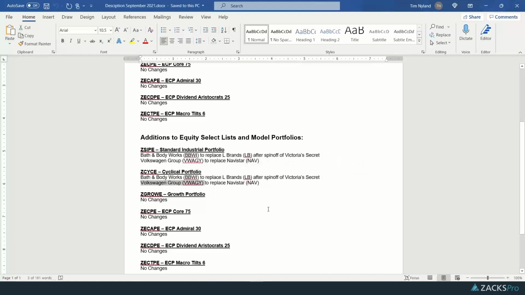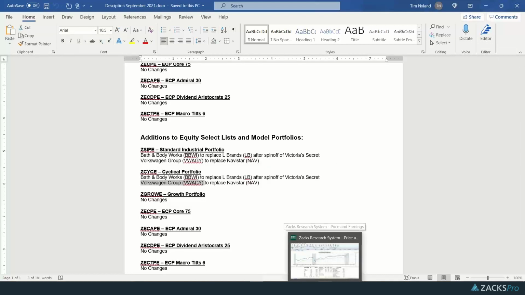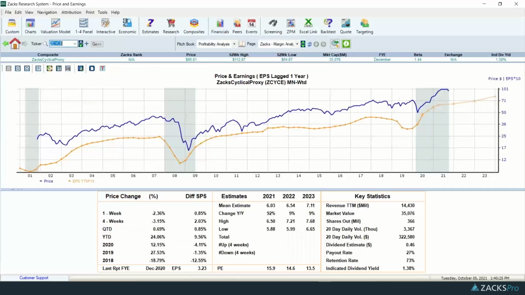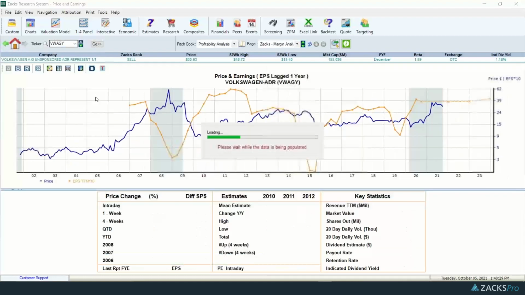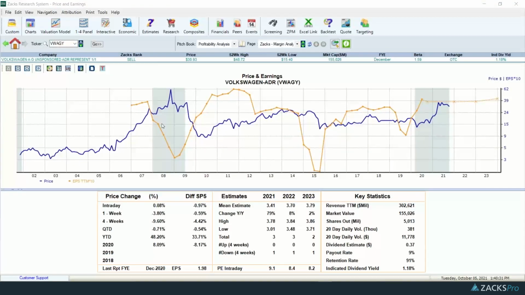And Volkswagen Group is obviously an ADR, VWAGY. And you can see they obviously do a lot of business here in the United States. They're not going to be a member of the S&P 500 because they're an ADR, but isn't this a great addition to have to a cyclical portfolio to basically understand what's going on with cyclical type earnings as a group? You're not going to have this in the S&P 500. You get it in the standard industrial portfolio.